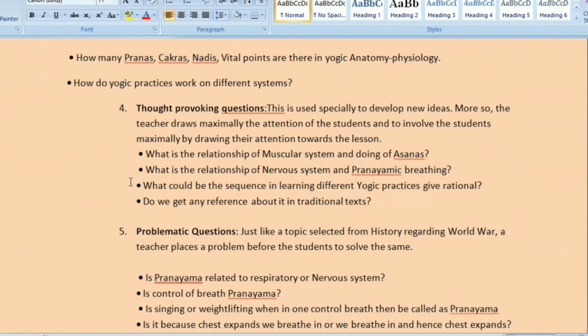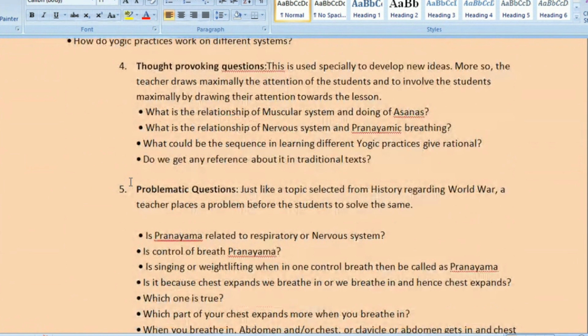doing of asana? What is the relation of nervous system and pranayamic breathing? What could be the sequence of learning different yogic practices, give rationale? Do we get any reference about it in traditional text?